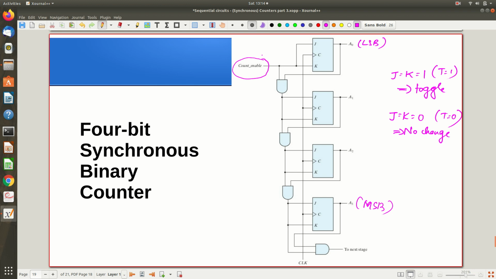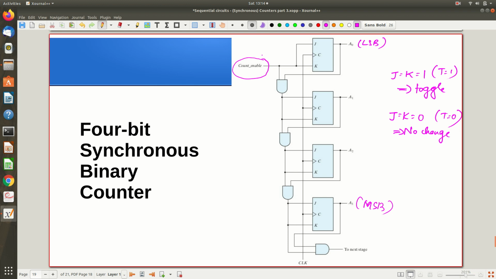So in between, if you want to stop counting, if you want to enable counting, you don't have a further control. So that is why we are having a separate line called count enable. So the idea is, whenever this count enable is equal to 0, I will not enable counting, so it will not keep counting. But whenever this count enable is equal to 1, it will start counting.